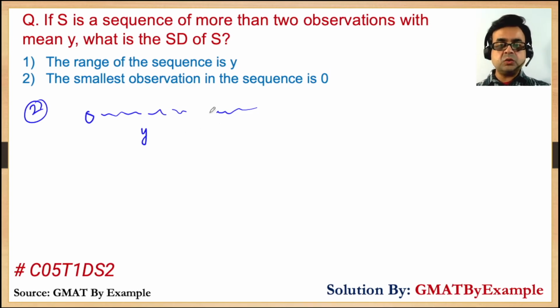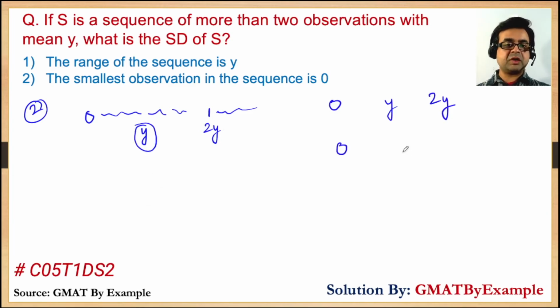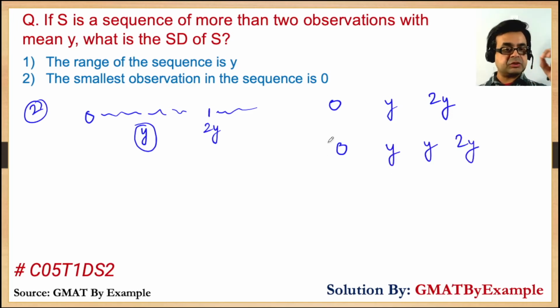So let's assume this number is 2y here, right? So the mean could be y. We could have a situation where we have 0, y, y, 2y as our sequence in each of these cases. As you can see, since n is different, depending on what the value of y and n is, the standard deviation would be different. So statement number 2 is also clearly insufficient, right?